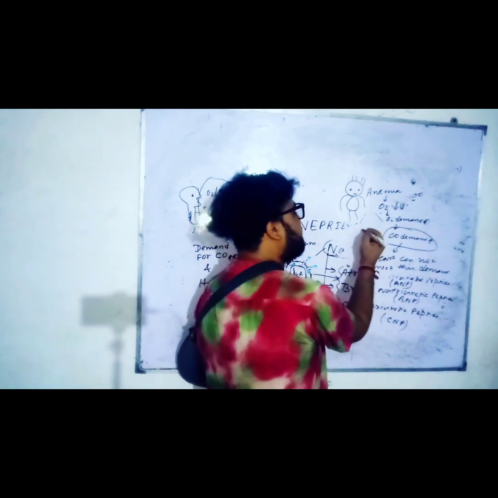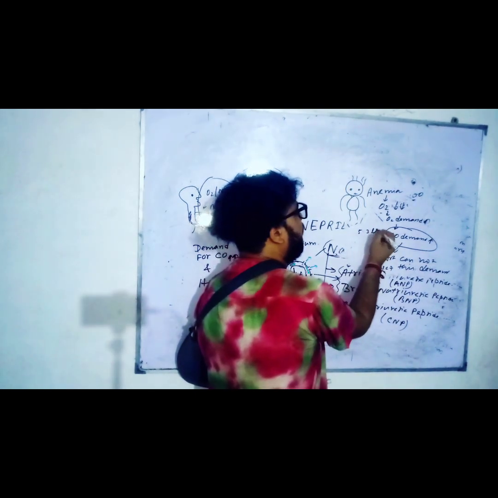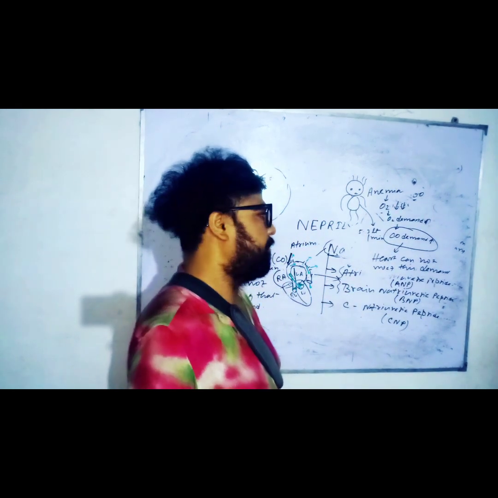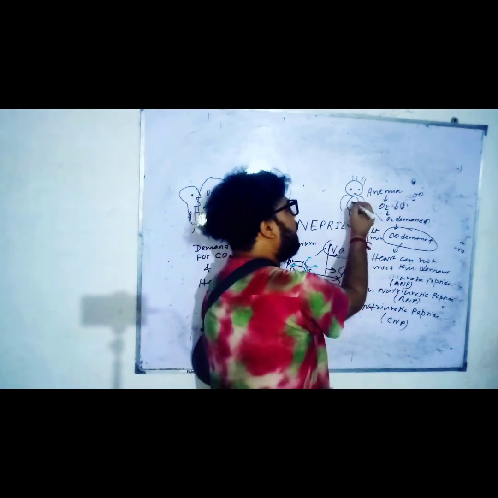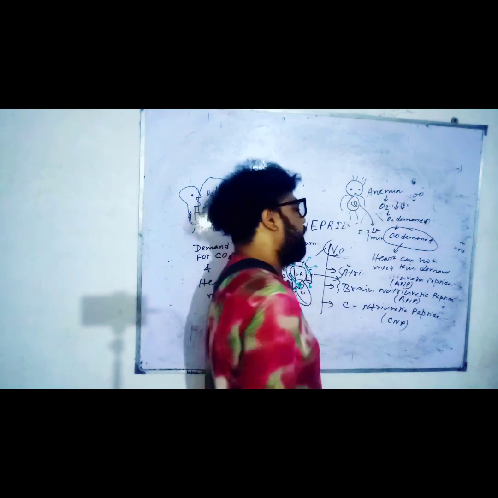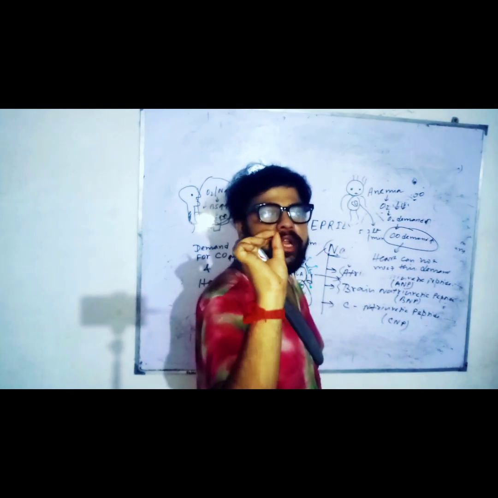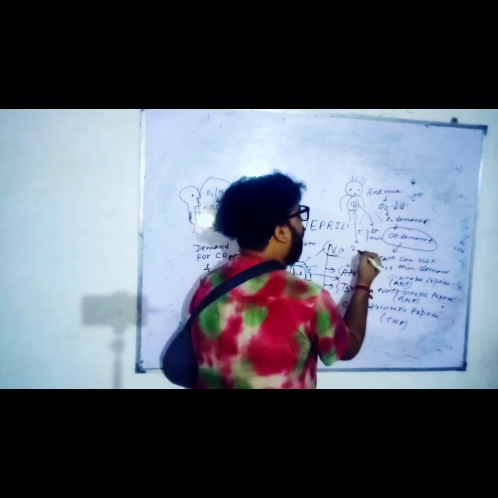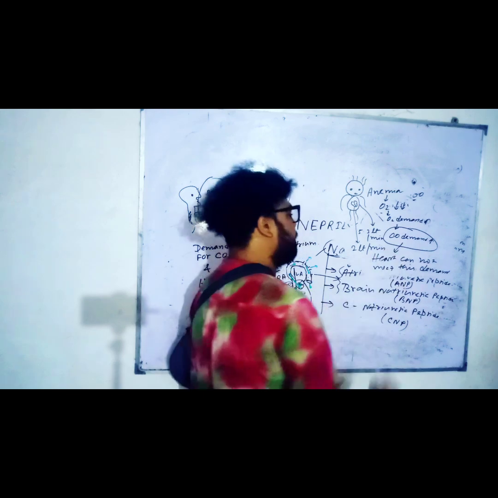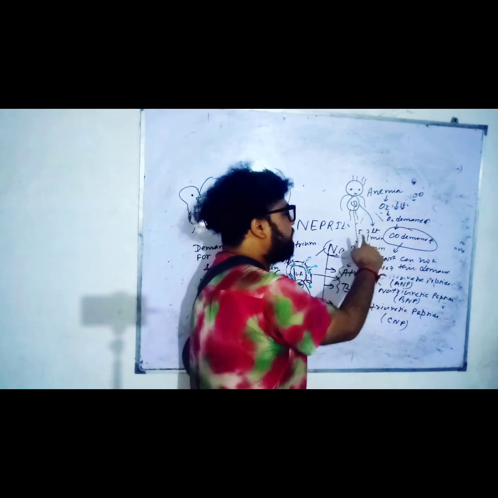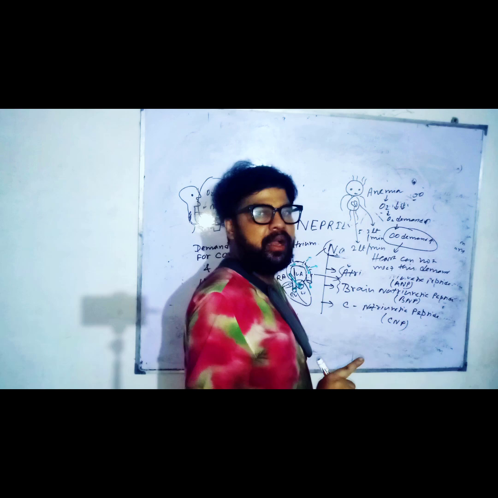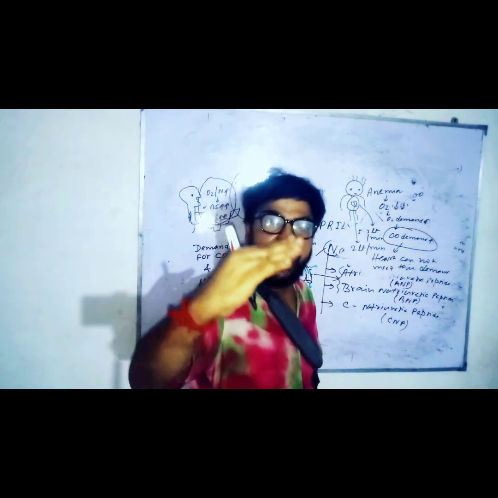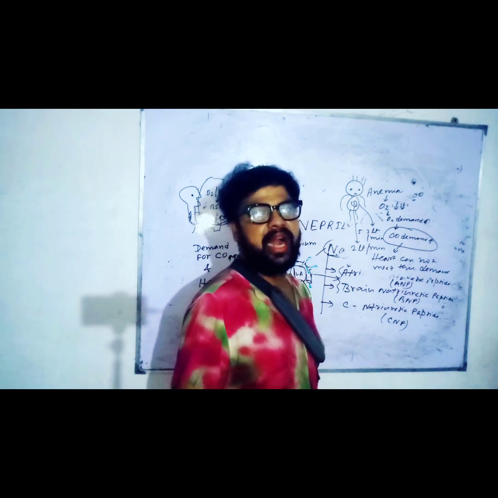Suppose now the demand is 5.3 liters per minute for this friend. But his beautiful heart is pumping only 2 liters per minute. So he requires 5.3 liters, but his heart is pumping only 2 liters. That means there is a great deficit in the cardiac output.